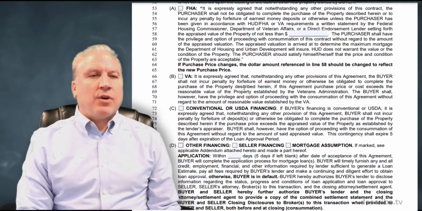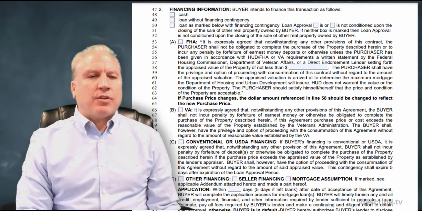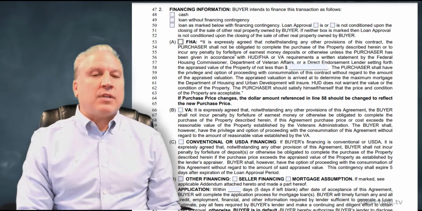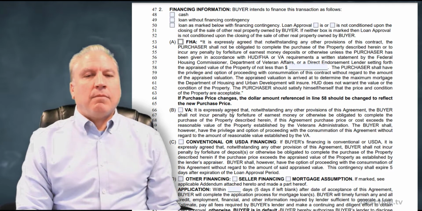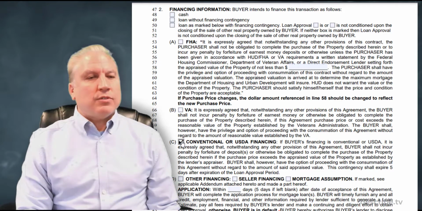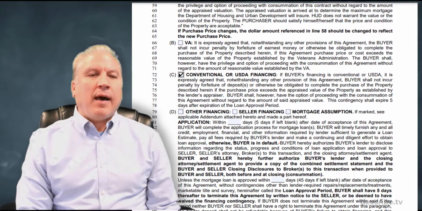Now, what about different types of loans? There's FHA loans, there's VA loans, conventional, seller financing, assumed mortgages. By checking one of these boxes, you're identifying which financing type is being used. And the reason why is because different financing types might have provisions that affect the transaction. If it's an FHA loan, for example, the seller might have to do certain inspections and representations. VA, same thing. It gives you different protections for that borrower. Conventional loans, those are the normal type of mortgages most people have.